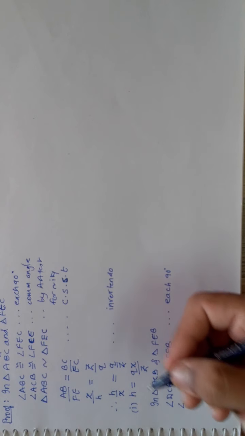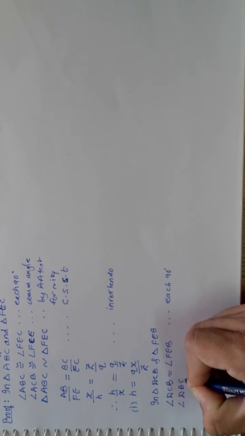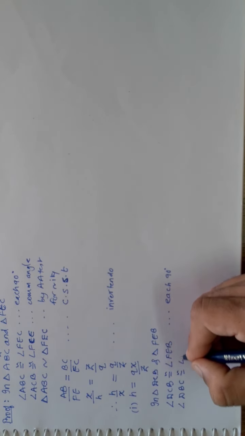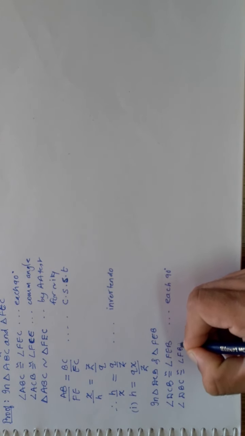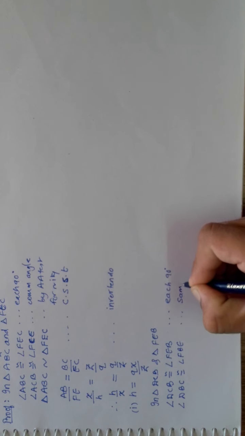Right? Then one angle is common, that is angle DBC is congruent to angle FBE. This is a common angle or same angle, right? So two angles of one triangle are correspondingly congruent to two angles of another triangle. Therefore the two triangles are similar.